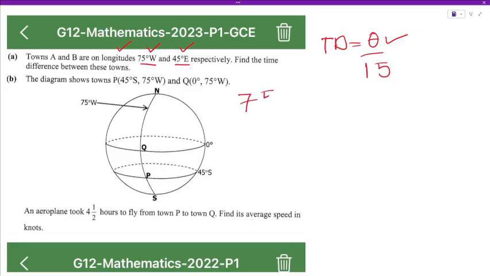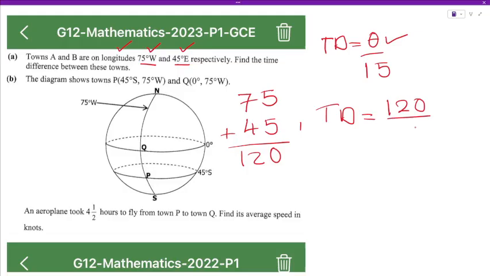So we're going to say 75 plus 45. What are you going to get? 5 plus 5 is 0, remainder 1. 10, remainder, you write a 0, remainder 1. 7 plus 4, that is 11, plus that one, 120. Okay, so meaning the time difference will be equal to, I think we solved this some time back. Okay, 120 divided by 15, that gave us 8.